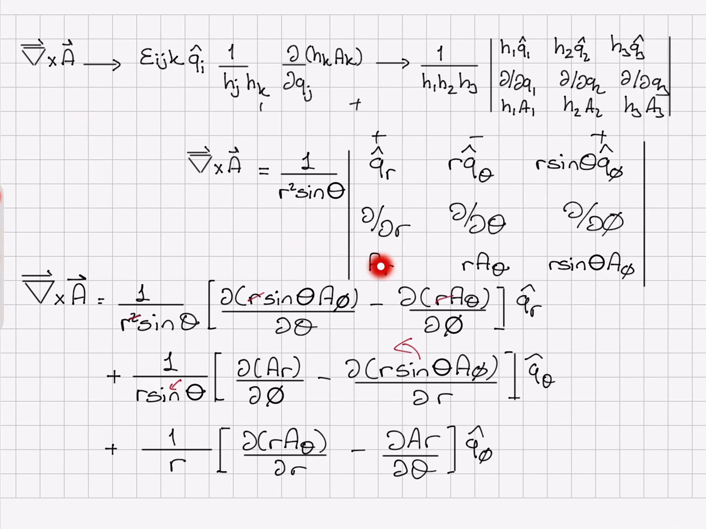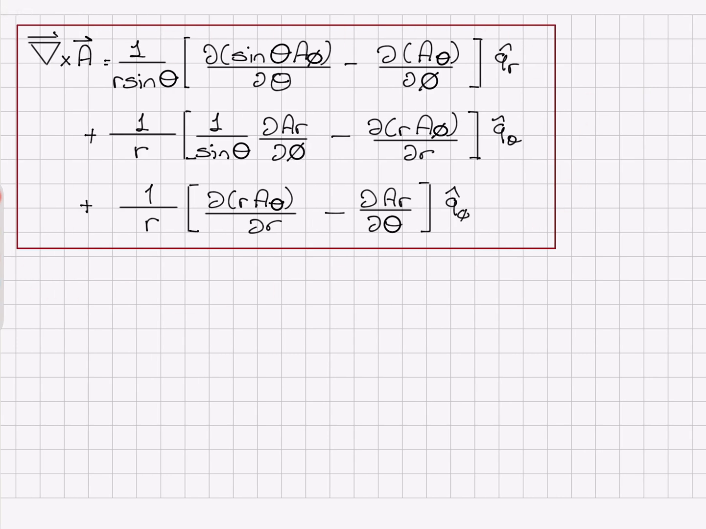And for the curl, we take this determinant now. The first row is q_r hat, h_r is 1. h_theta, q_theta hat, h_theta is r. h_phi, q_phi hat, h_phi is r sine theta. And the partial derivatives, and for the last row, h_r A_r, that's A_r. h_theta A_theta, that's r A_theta. And h_phi A_phi, that's r sine theta A_phi. Also being careful with this minus sign here. After the simplifications, I obtained this final result for the curl in spherical coordinates.